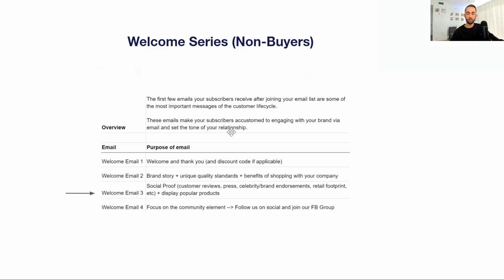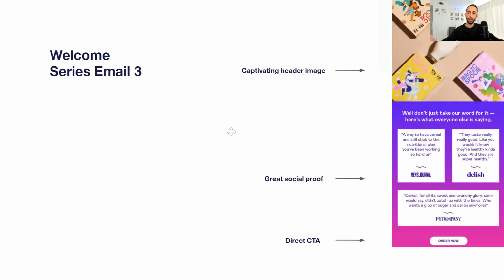So here's how Magic Spoon does it. They have this really great captivating header image. They've got this really great social proof from Men's Journal, Delish, and Fast Company. And then they have this direct call to action of order now, right? So really great email. Email 3 really draws people in, and hopefully you can get them to convert on this email.